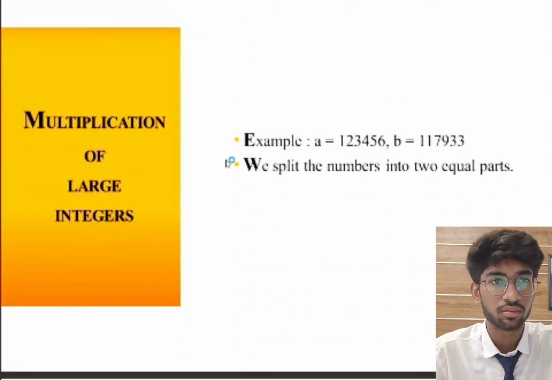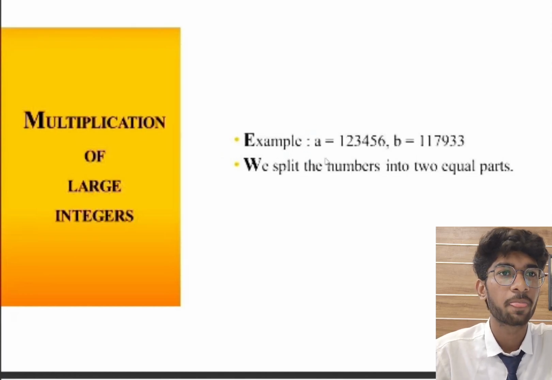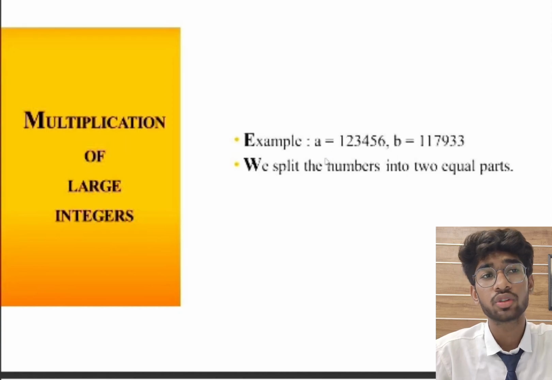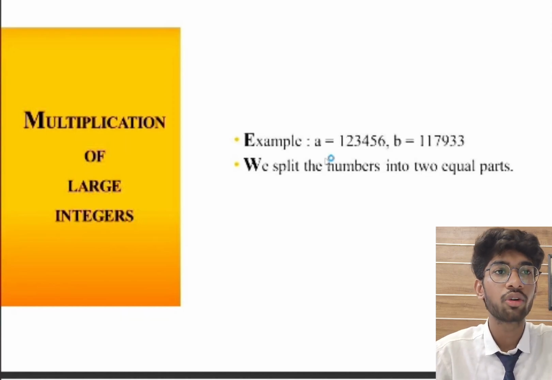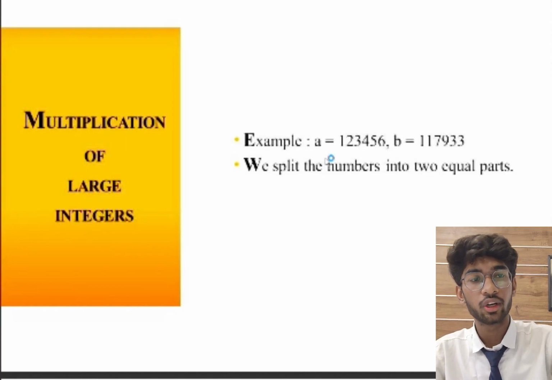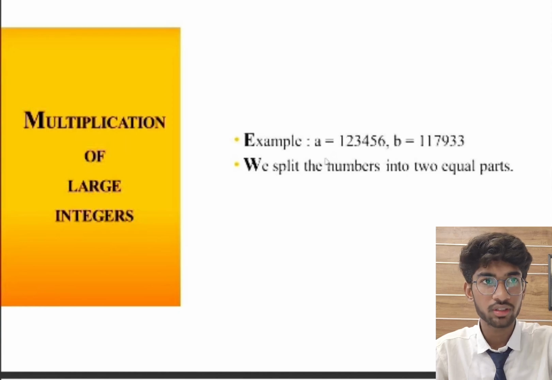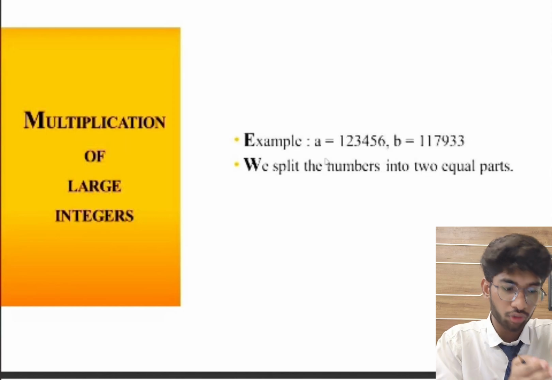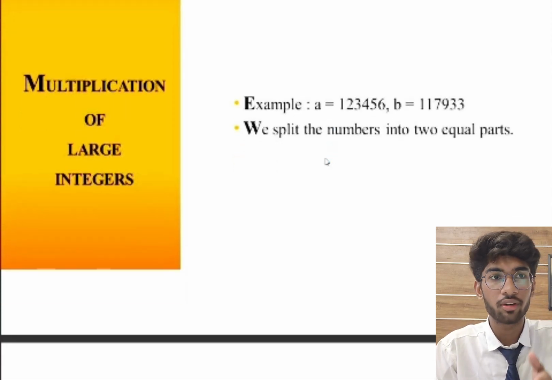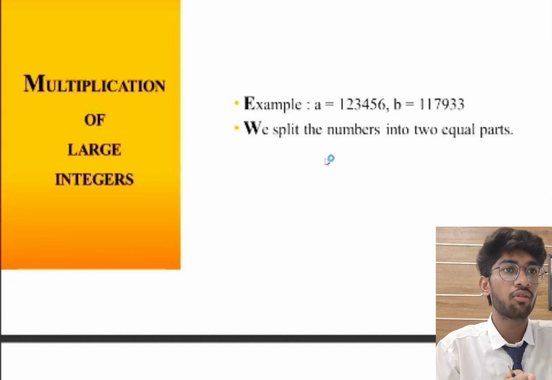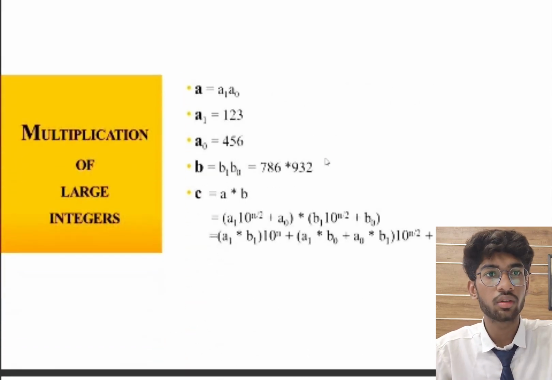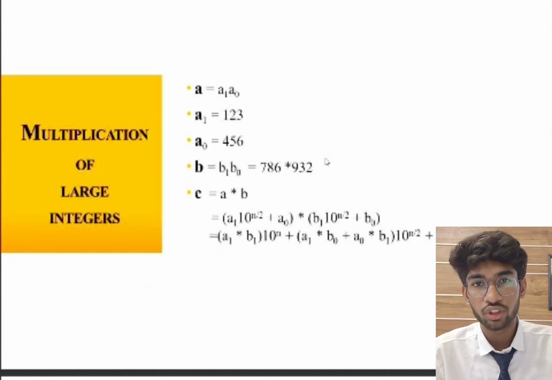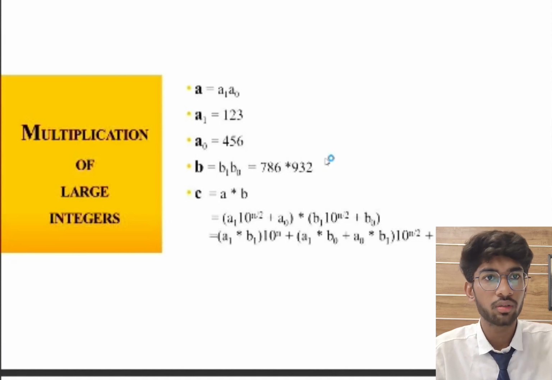Let's see another example with 6 digit numbers. Here a equals 123456, and b equals 117933, both 6 digit numbers. What we have to do first is split the number into equal parts. We split 123456 into 123 and 456 separately. So 123 will be a1, 456 will be a0, 117 will be b1, and 933 will be b0. You can see a equals a1 a0, b equals b1 b0.